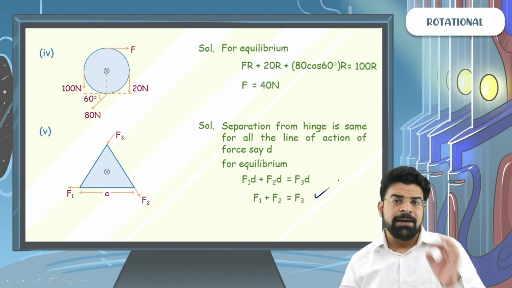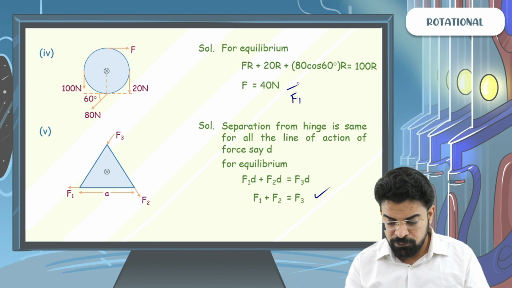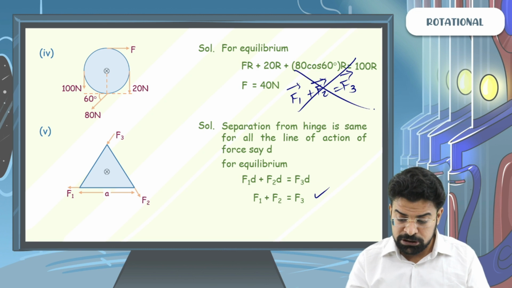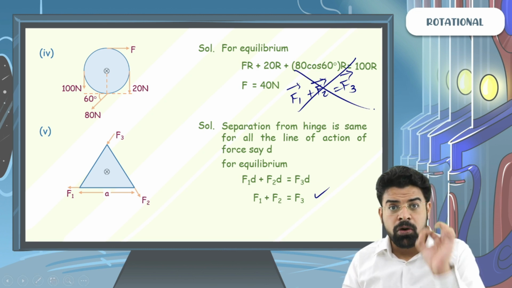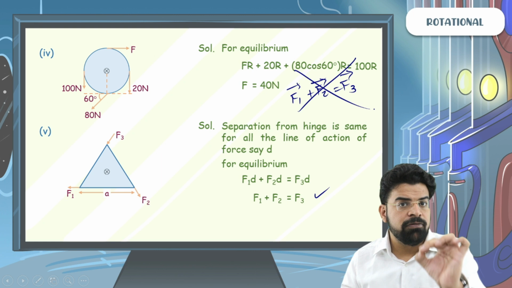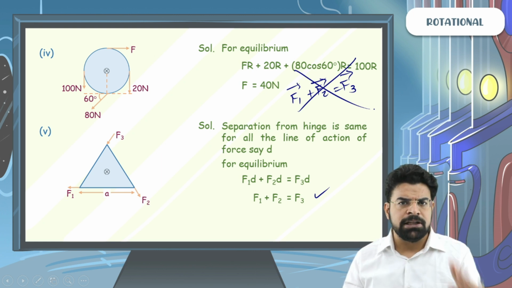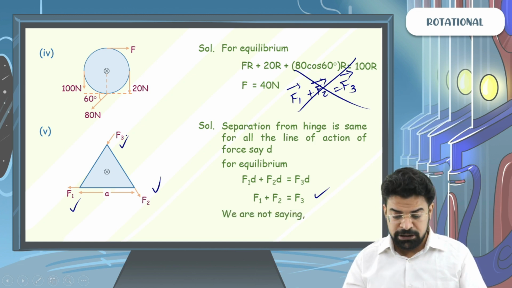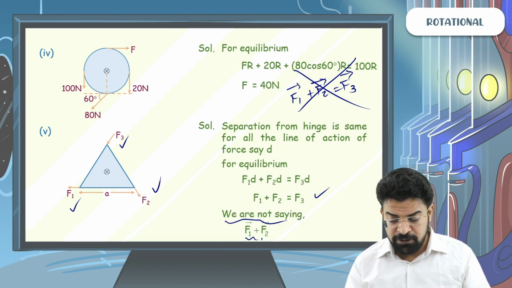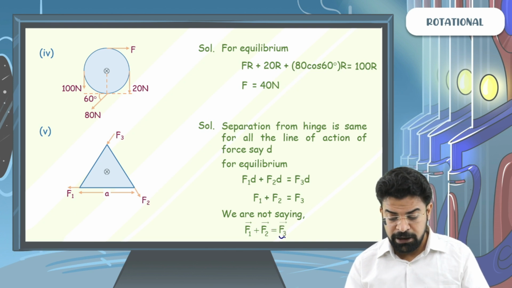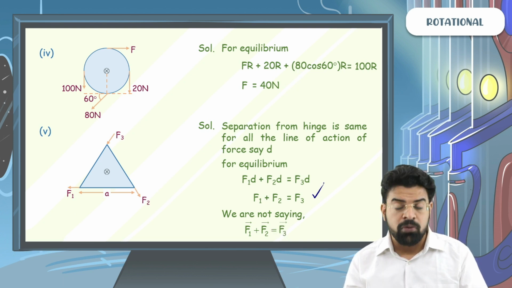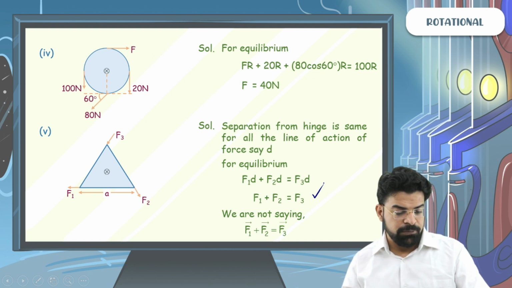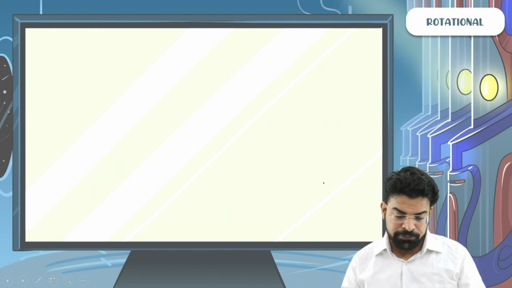Now beta, sometimes in the options, they will give you force F1 plus force F2 equals force F3. No, this is wrong. Here I am just talking about the magnitude of forces F1, F2 and F3. I am not at all saying that vector F1 plus vector F2 has to be equal to vector F3. Here we have just found a correlation between the magnitudes, not a correlation between the directions. So moving on to the next example.